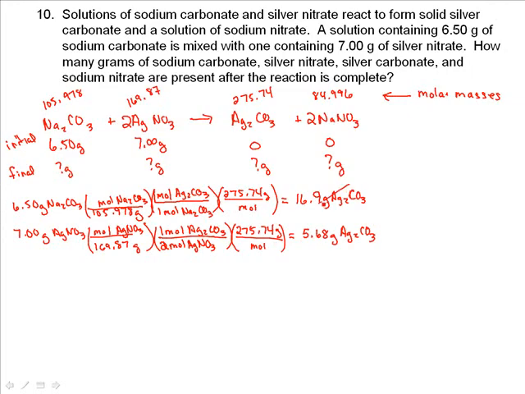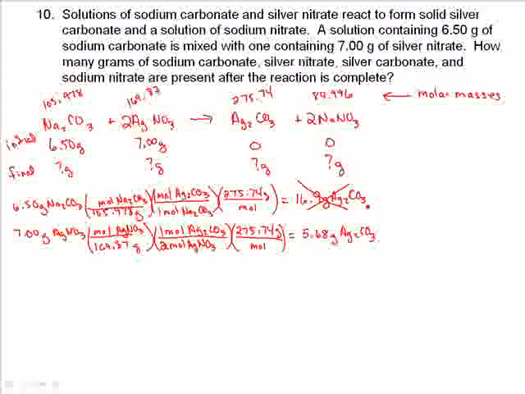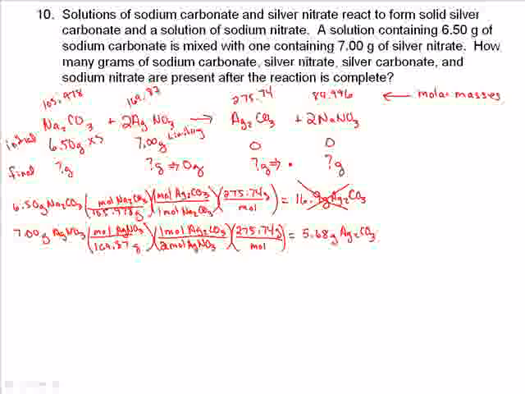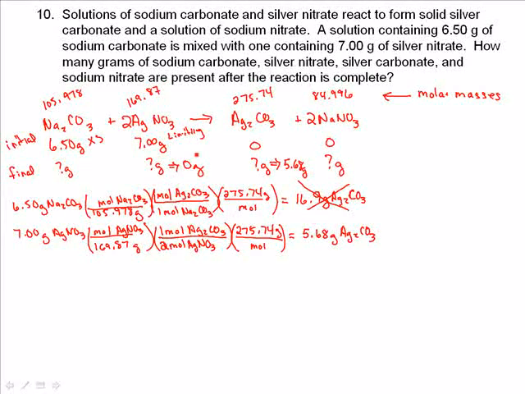Alright, so this first one is not the case. Alright, so our limiting reagent is this one. So this one's limiting, this one's in excess. So we should have 0 grams left over of the limiting reagent at the end. And we'll have 5.68 grams here. Alright, so we've already got 2 answers.